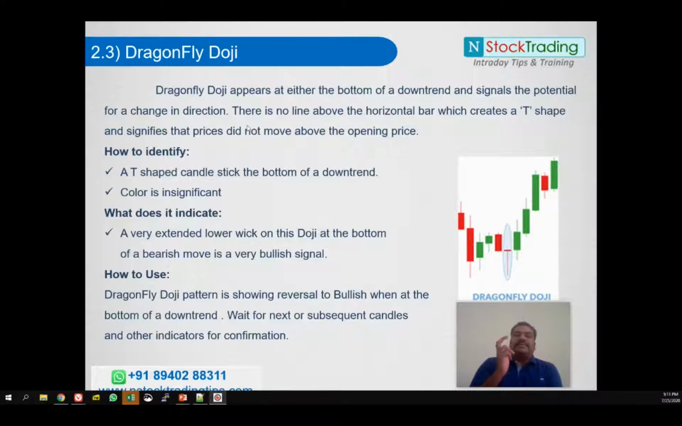See, this particular candlestick, the Dragonfly Doji, has to be formed at the bottom of a downtrend. What it means is there is a possibility of reversal from bearish to bullish. This is the meaning of a Dragonfly Doji. So the Dragonfly Doji has to be formed at the bottom. It looks like a T. Again, you can wait for the next candle for the confirmation and then you can take the trade.